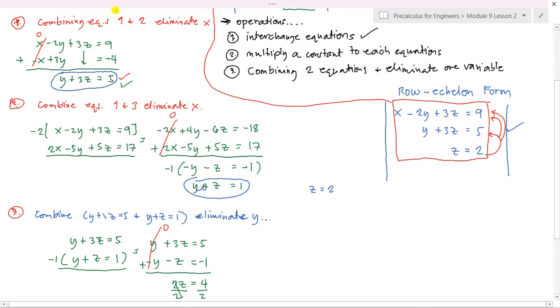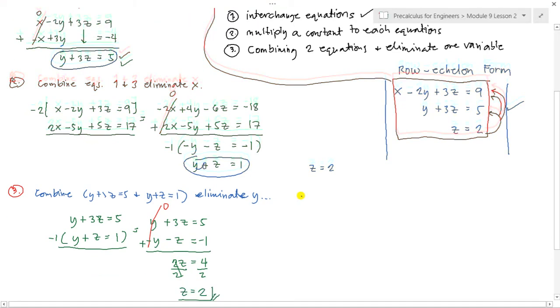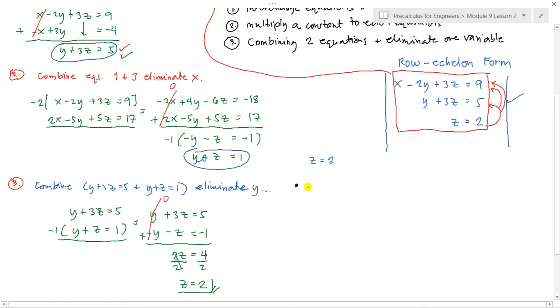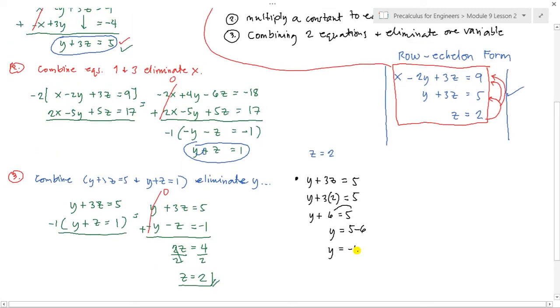Now we're going to solve for y using the second equation. So from the second equation, we have y plus 3z is equals to 5. Y plus 3 multiplied by 2 because z is equals to 2. So that would be y plus 6 equals to 5. Transposing to the other side, we have y is equals to 5 minus 6. Therefore, y is equals to negative 1.